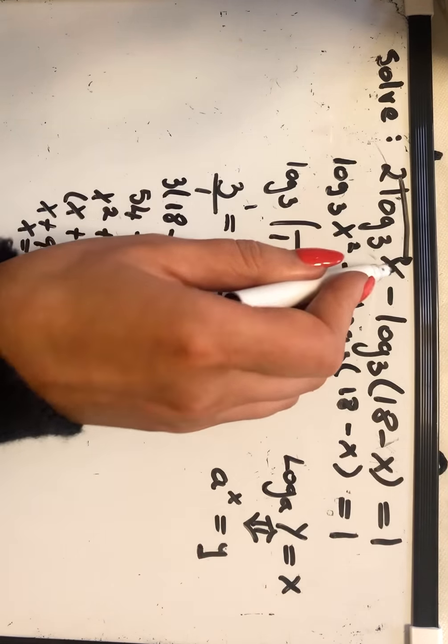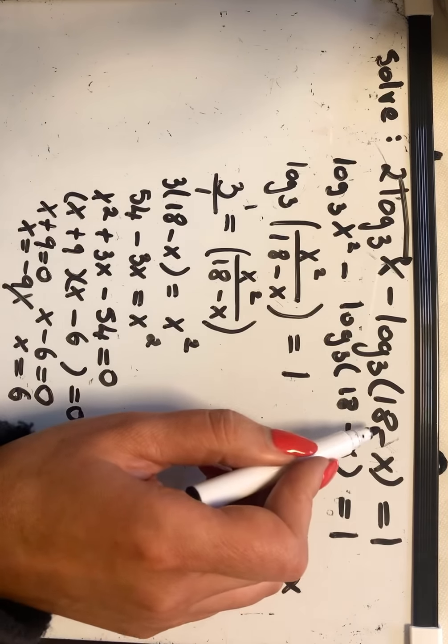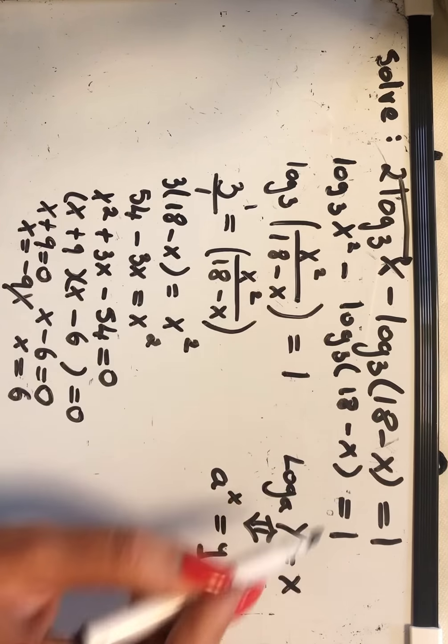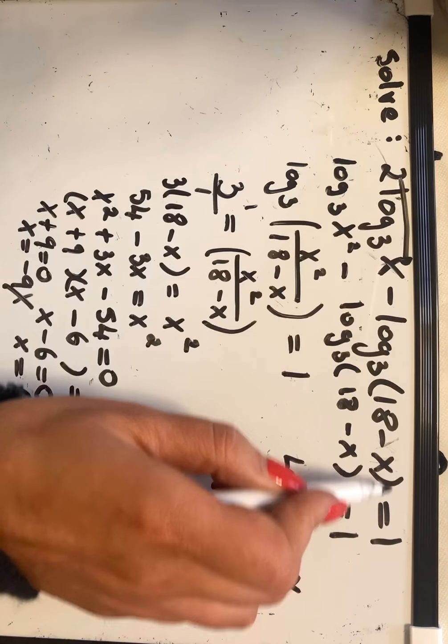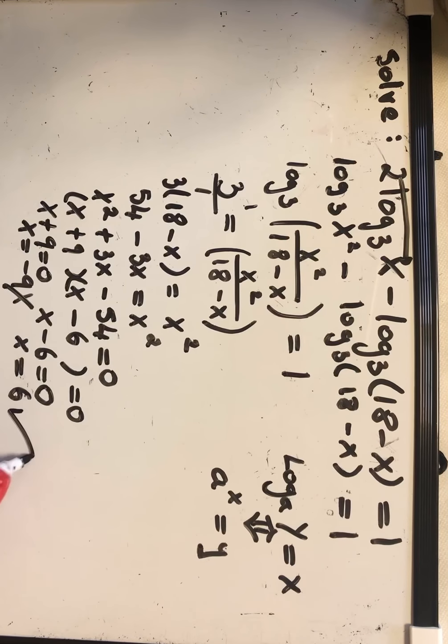Let's verify the 6. So we're going to put a 6 up there. So then we'll have 2 log base 3 of 6, which is perfect. And then over here we'll have 18 take away 6, which is 12. So they're both positive. So this x is positive, and so will that be positive as well. So this one is true. So x is equal to 6.